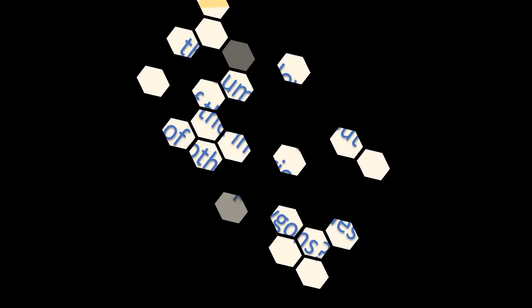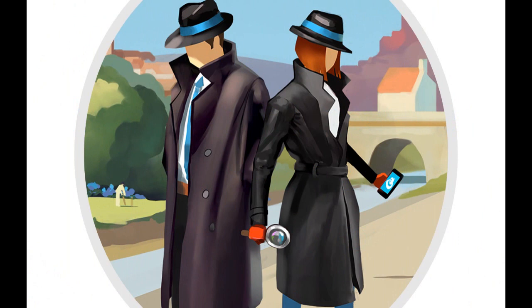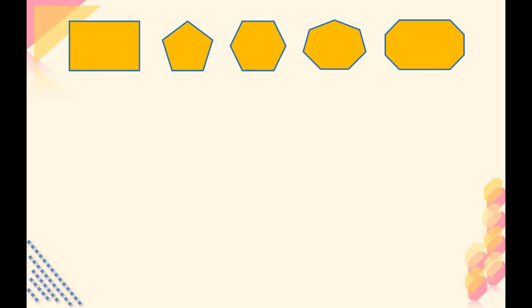How about the sum of the measures of the interior angles of other polygons? Let us again investigate. Now we need 2 investigators since this may be a tough one. Look carefully at the figures. Let us draw the diagonals of each polygon from one vertex only. Take note, from one vertex only.